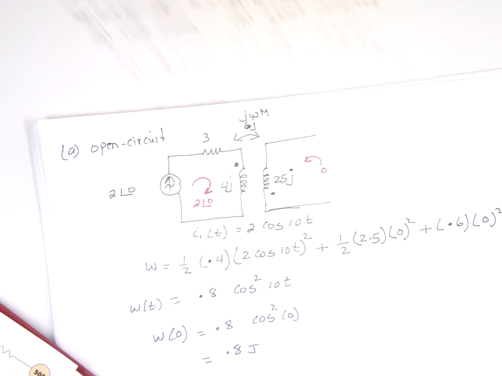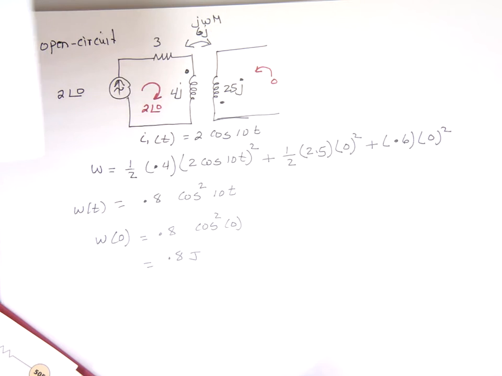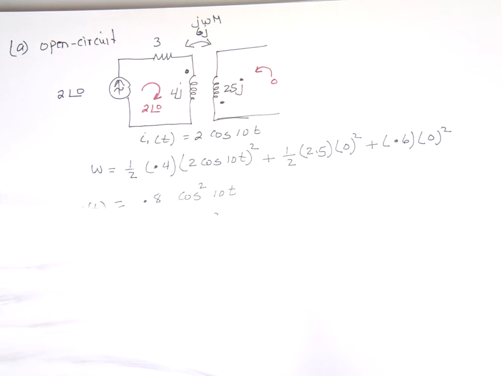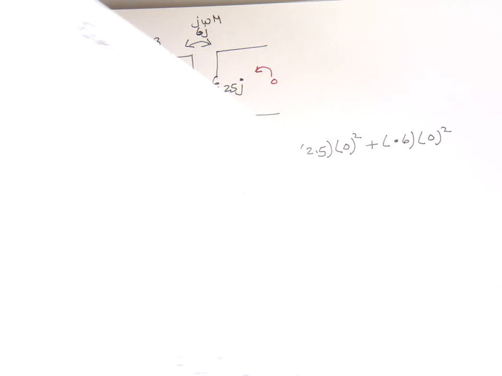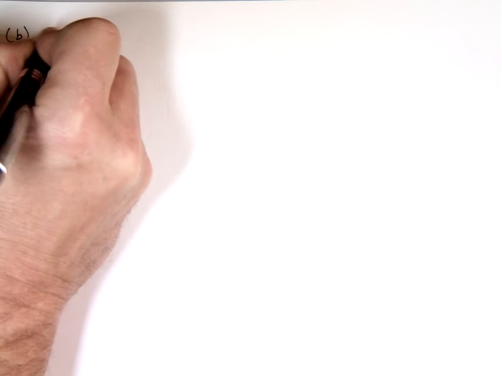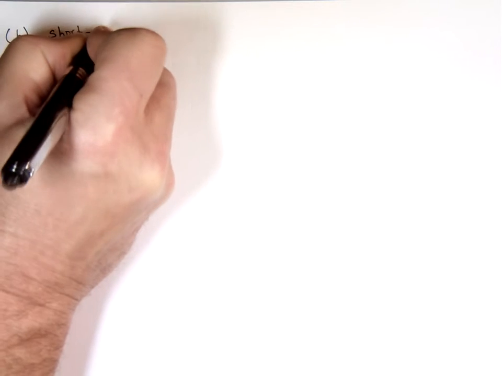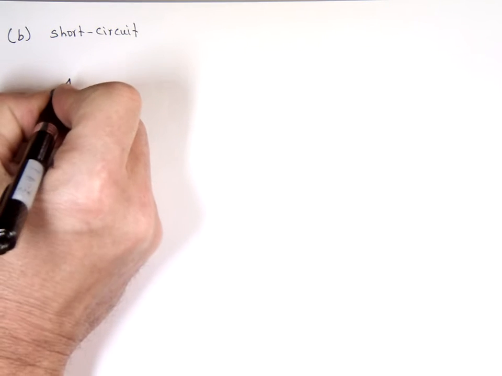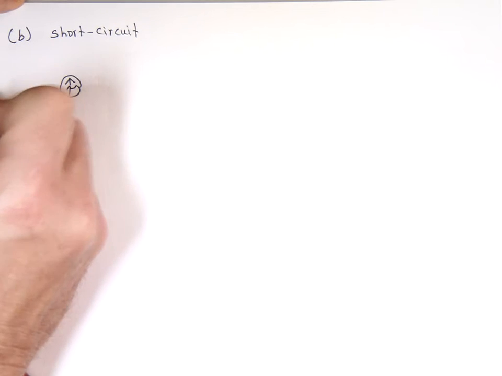That's when it's open circuit. What about when it's a short circuit? We need to find what I sub 2 is. So for short circuit, let me redraw my circuit. So part B here, we have a short circuit. So my circuit looks like this. I'll draw the circuit in time domain, and I'll switch it to phasor.